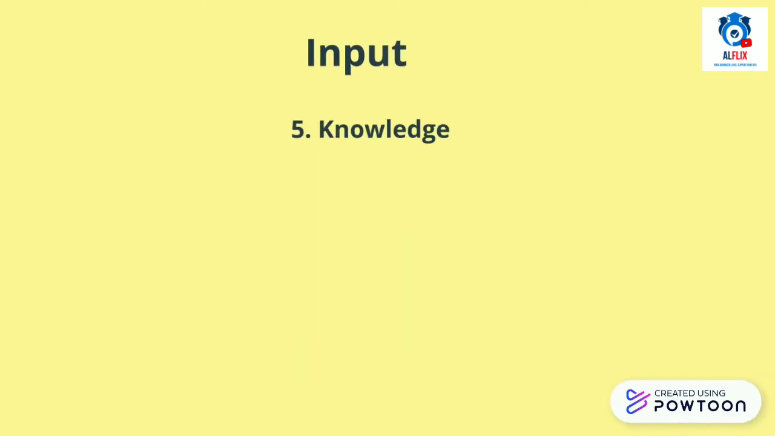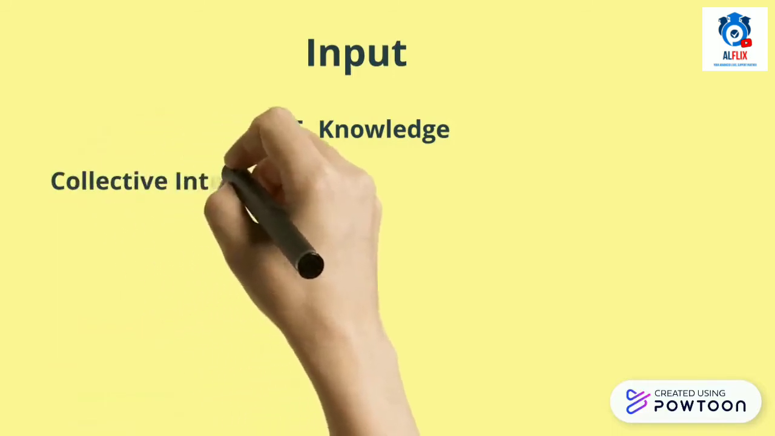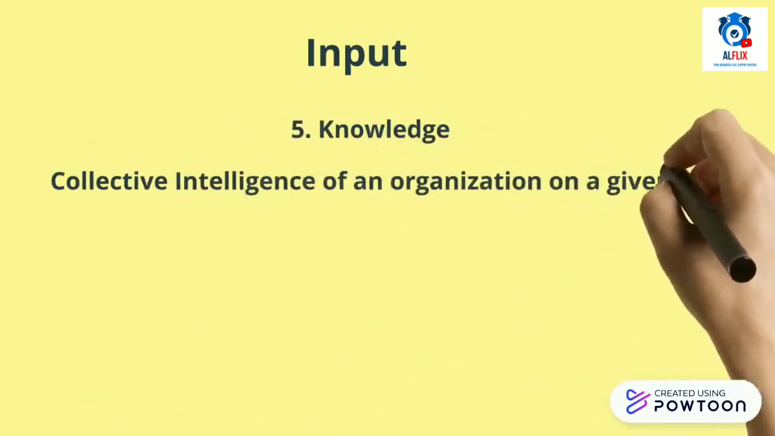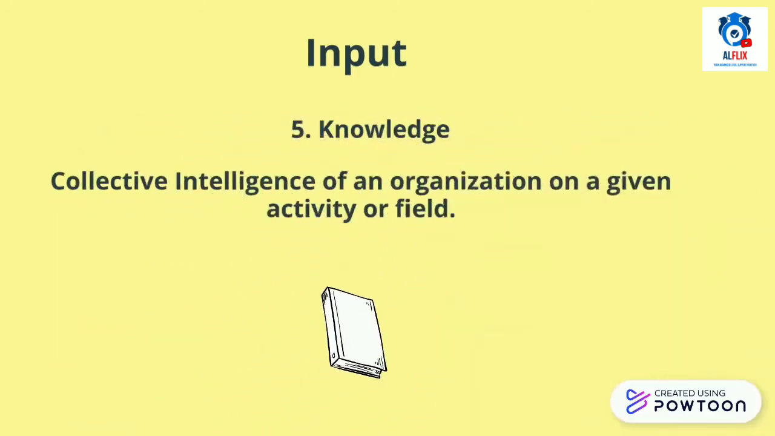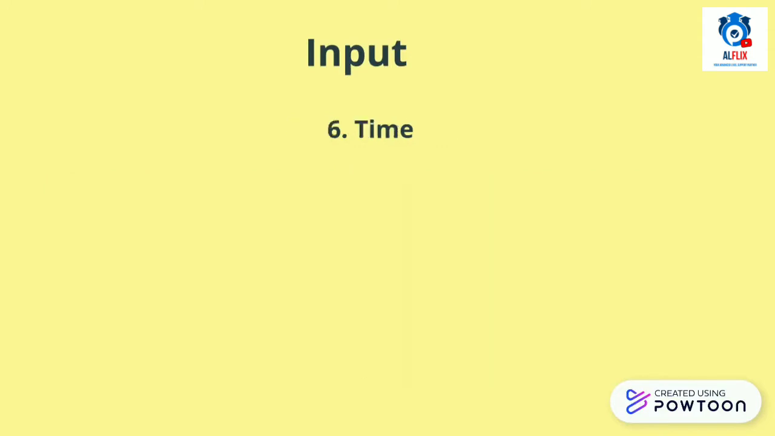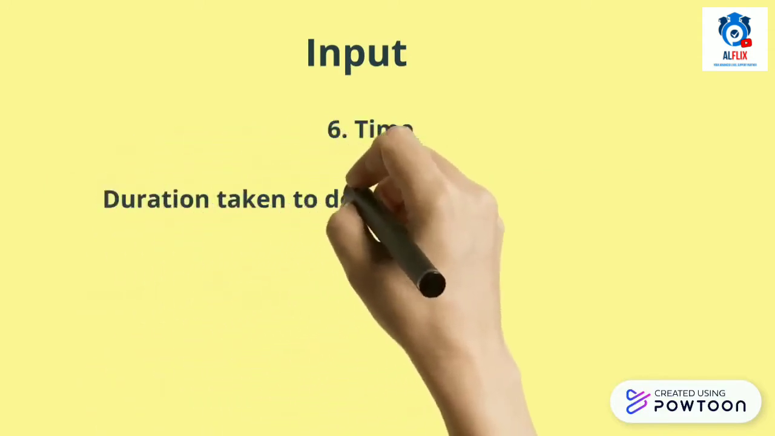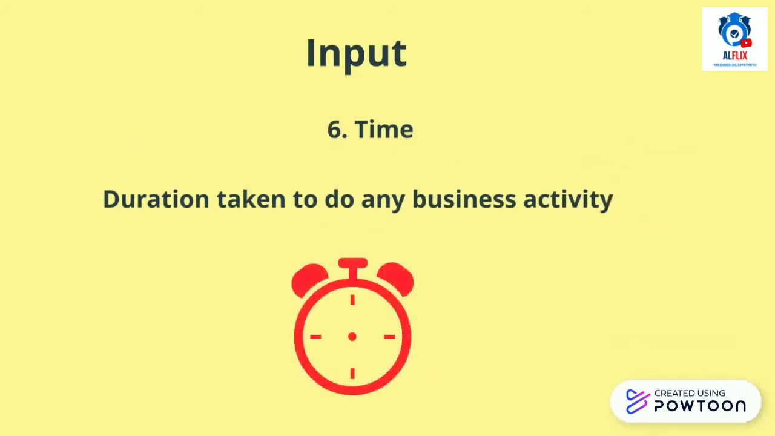The next one is knowledge. It can be identified as the collective intelligence of an organization on a given activity or field. It basically depends on the skills and talents of the organization and its employees. The next resource is time. The duration taken to do any business activity according to a standard is known as time, and normally the company or an organization expects people to save and minimize time taken to do a particular task.